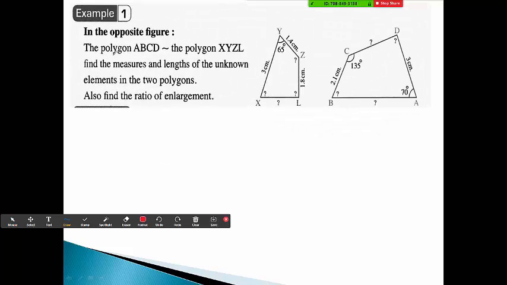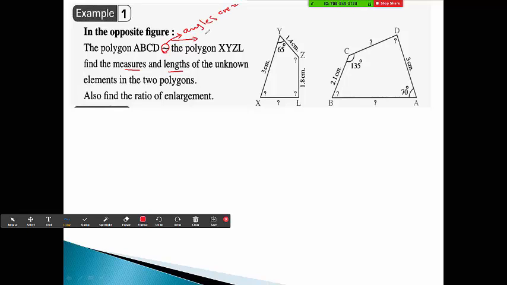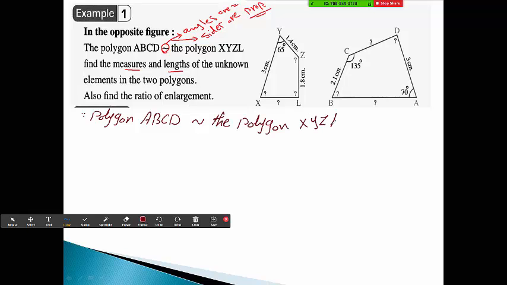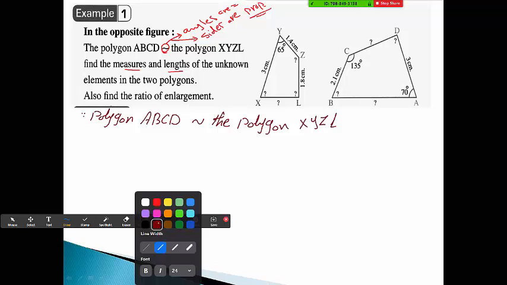In the opposite figure, the polygon ABCD is similar to the polygon XYZL. Find the measures and lengths of unknown elements in the two polygons. He gives me the information that the two polygons are similar, which means that the corresponding angles are equal and the corresponding sides are proportional. Since polygon ABCD is similar to the polygon XYZL, we know that the corresponding angles are equal.